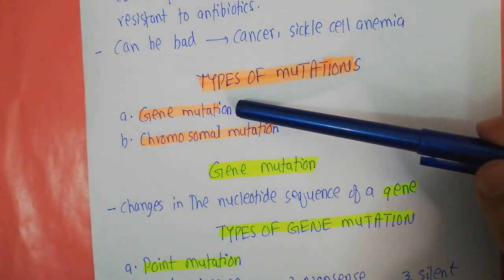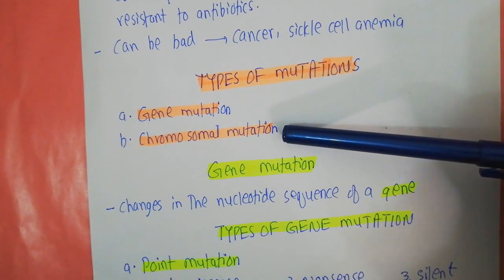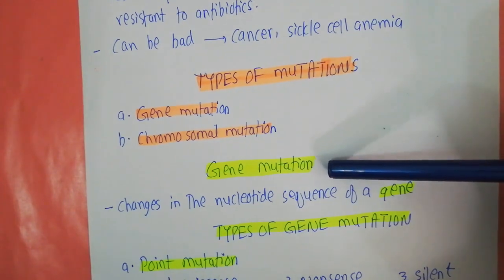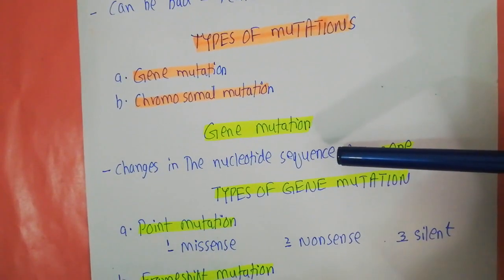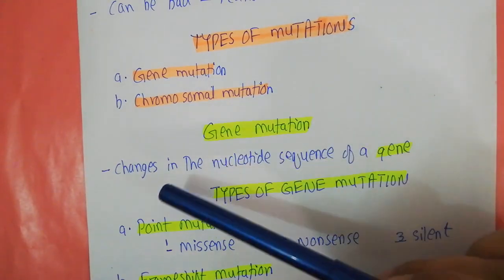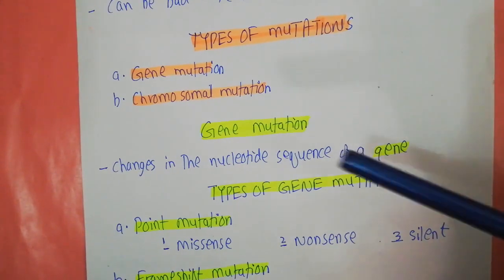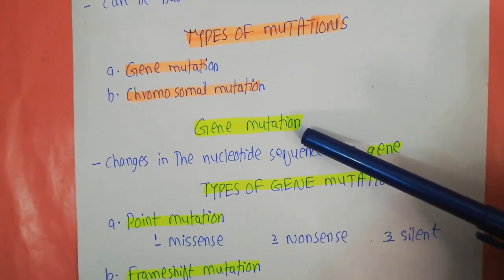If you talk about the types of mutation, we broadly classify mutations into two types. One is the gene mutations, and the other is the chromosomal mutations. So first we are going to talk about gene mutations. As the name indicates, we are talking about a mutation in a gene. So when there are changes in the nucleotide sequence of a gene, we usually call it a gene mutation.